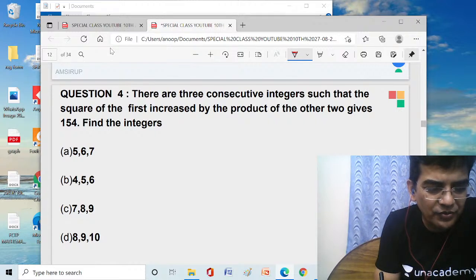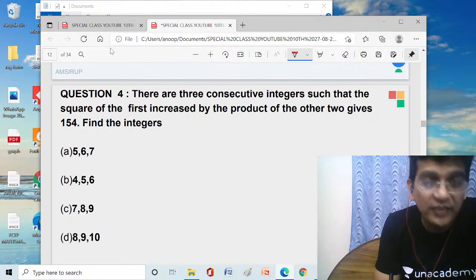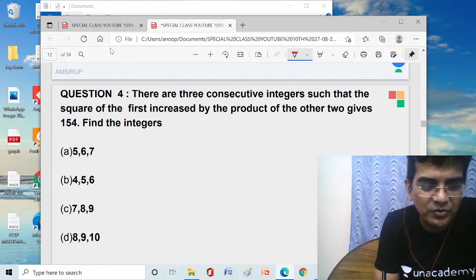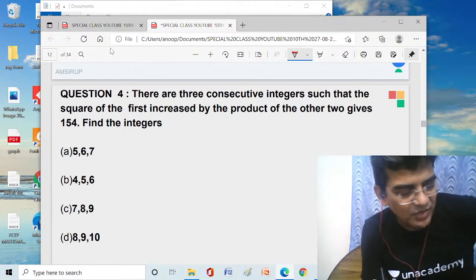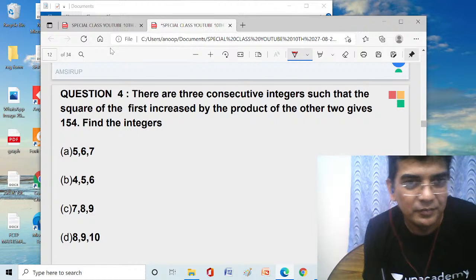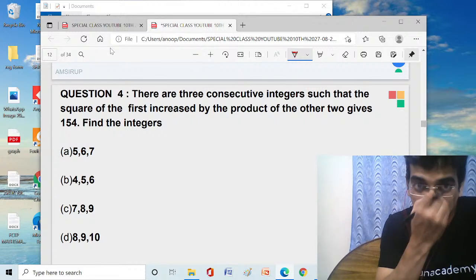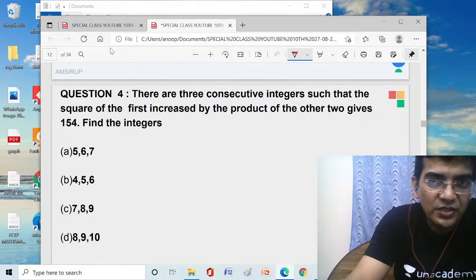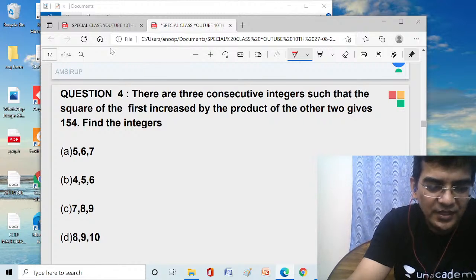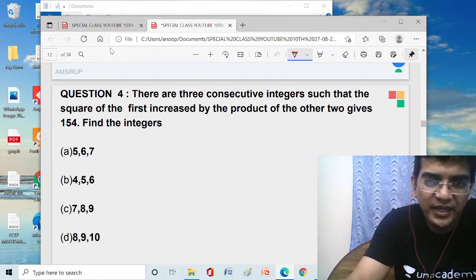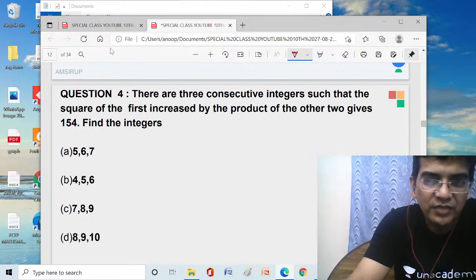Now if someone would like to try and answer it, is there anyone who would like to try? If you want, you can try it. I will just pause for some time so that you can answer if somebody knows how to answer it. Let's see who can give the answer. There are three consecutive integers. Okay, just think over three consecutive integers. So first you have to suppose three consecutive integers.